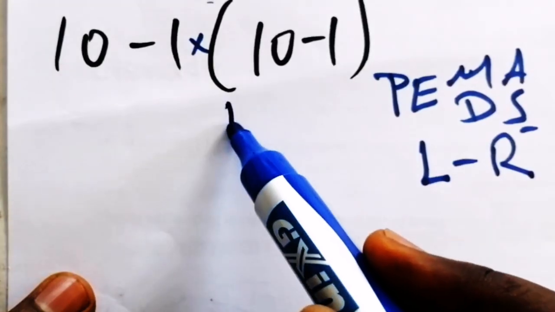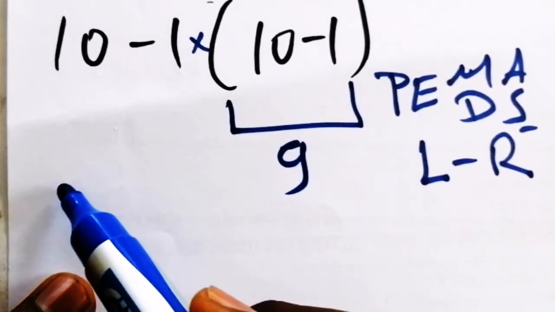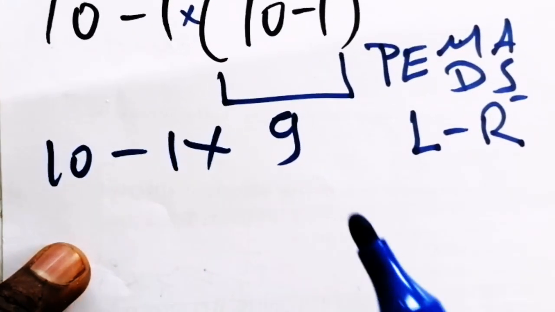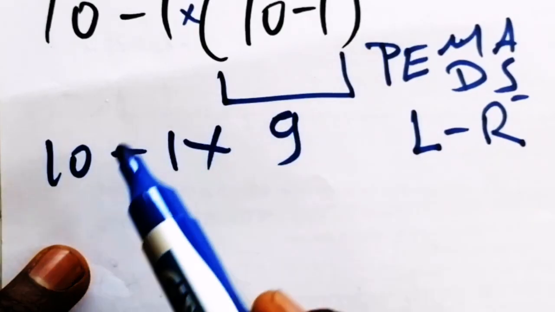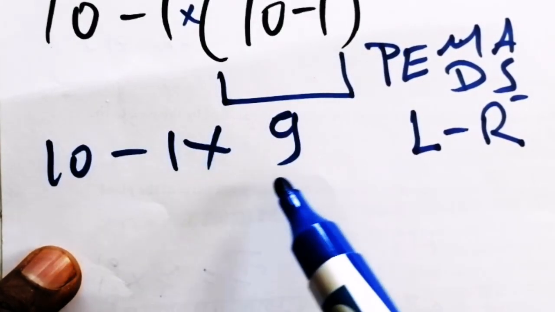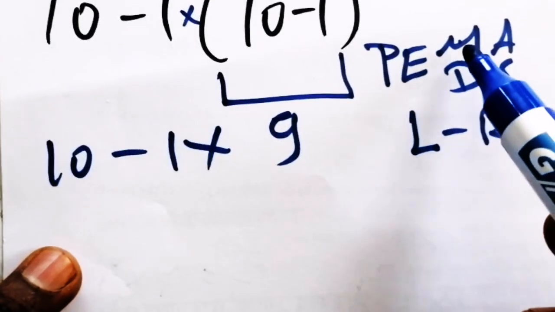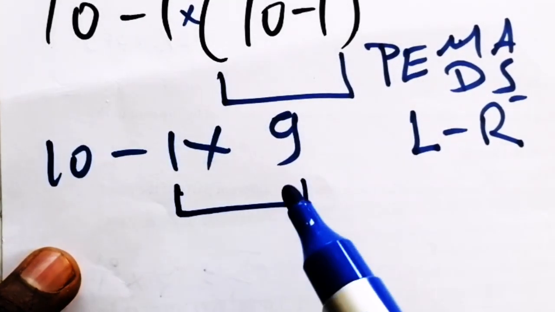So first we have to do this parenthesis. 10 minus 1, which gives us 9. And here 10 minus 1 times 9. In this expression there is one subtraction and one multiplication. Therefore multiplication has higher priority than subtraction according to PEMDAS, because multiplication comes before subtraction. Therefore we have to multiply this number before.